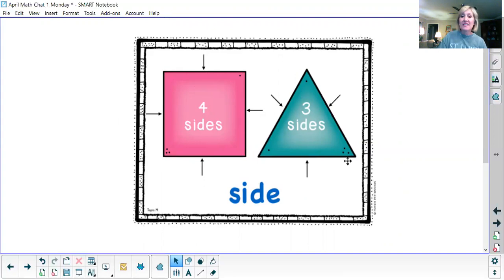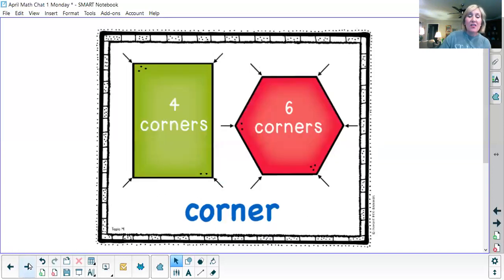And here are the 3 sides to a triangle. They're the lines that make up the two-dimensional shape. And the corners are where the 2 lines meet. We learned another big word for corners, and that is vertices. So this is a rectangle, and it has 2 long sides and 2 short sides. And the corners or vertices, there are 4. And this is a hexagon, and I know that because it has 6 sides and 6 vertices or corners.